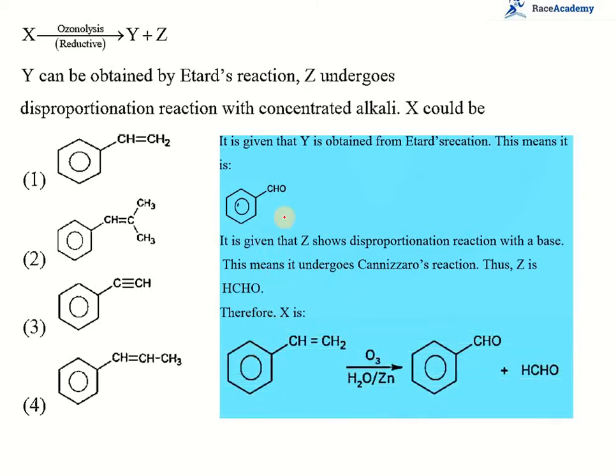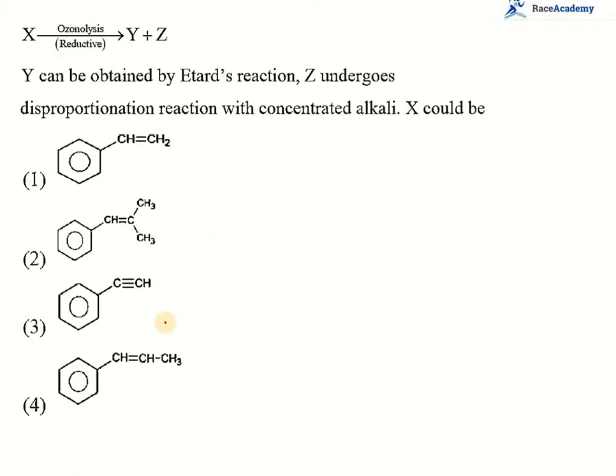Thus X is nothing but a ring with CH double bond CH2. Upon ozonolysis what will happen? The unsaturation separates out where the double bond is. If you add one oxygen each to the carbons, then it will be benzaldehyde and formaldehyde. So that means phenyl ethene, the first option, is the right option for this question.